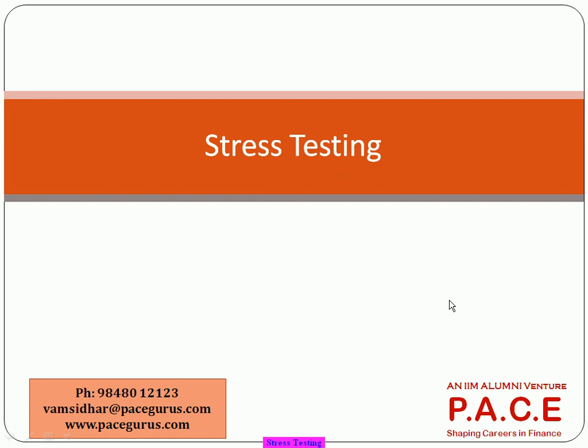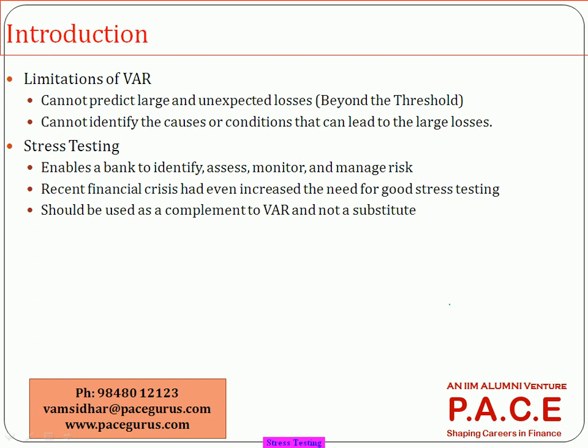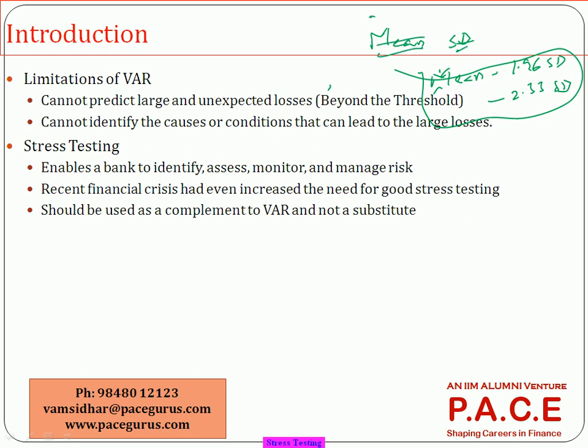But the major problem is that if we see the way VAR is calculated, we compute the mean as well as the standard deviation, and we say mean minus 1.96 times standard deviation or 2.33 times standard deviation, something like that. Depending on whether it is a 1% or 5% VAR, we compute it through this kind of a process. Now, the mean and standard deviation are purely calculated from the historical data itself.